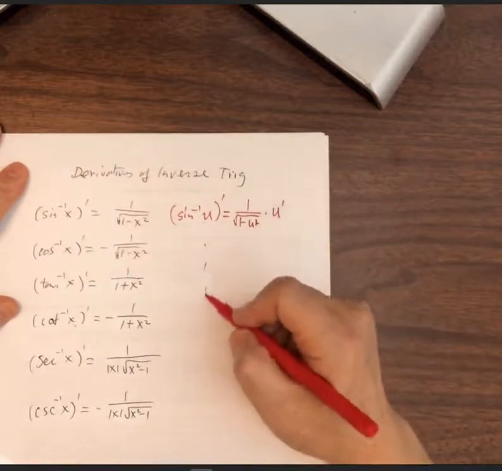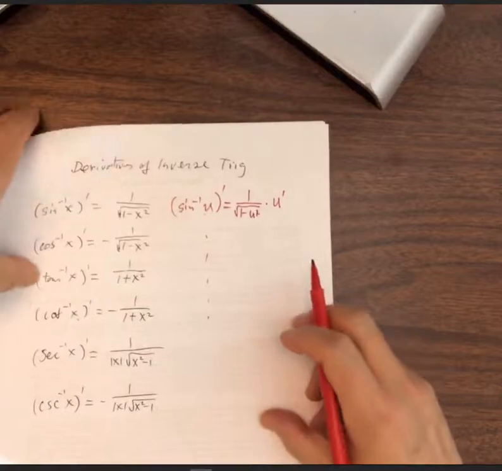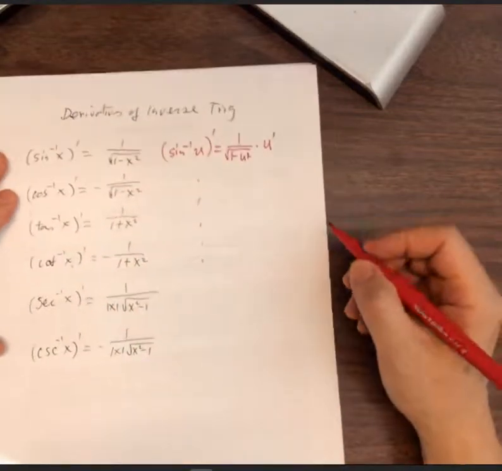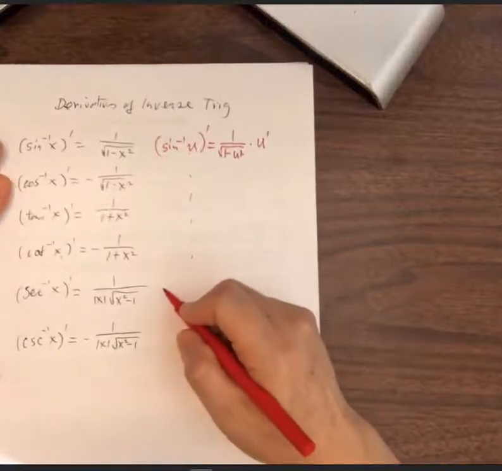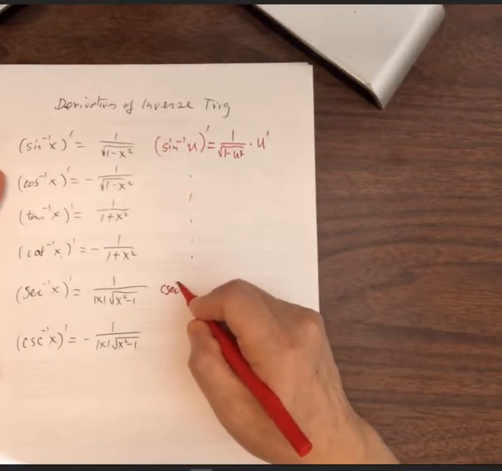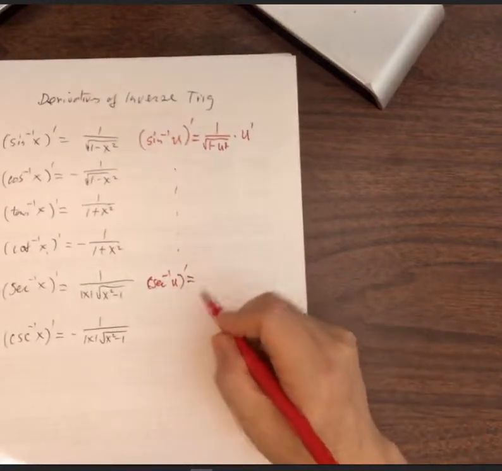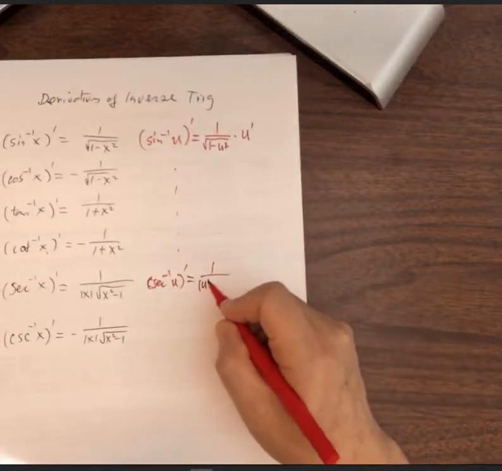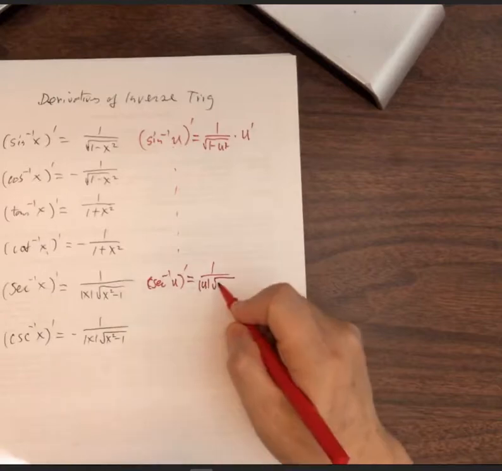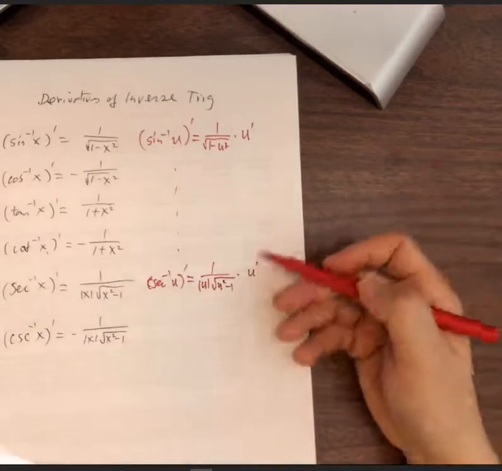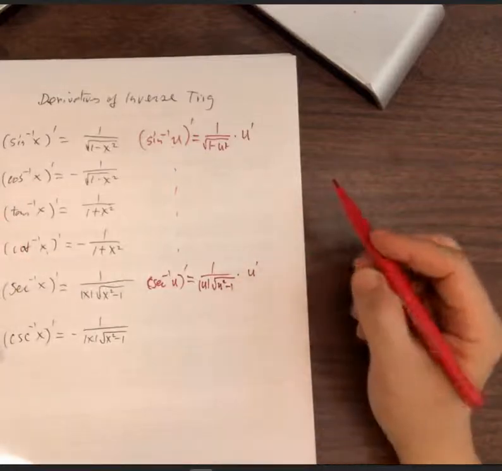Okay, so you can similarly come up with the u version for each of the other 5 formulas, like this one. Just to show you another, secant u prime. So you're going to have u in place of x, u squared minus 1, u prime. Okay, this is just simply chain rule.